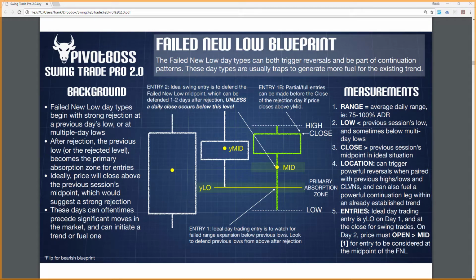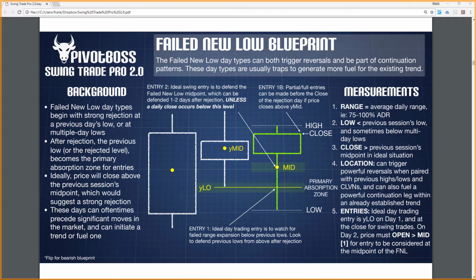A failed new low day type begins with strong rejection at a previous day's low or at multiple day lows. So it can be a 1 day low that it rejects, or it can be multiple day lows. So it can be 3, 4, 5 day lows that it takes out and then pops back above. After rejection, the previous low or the rejected level becomes the primary absorption zone. So the level that was rejected becomes the primary absorption zone along with the midpoint of that pattern. So that becomes an important level as well.